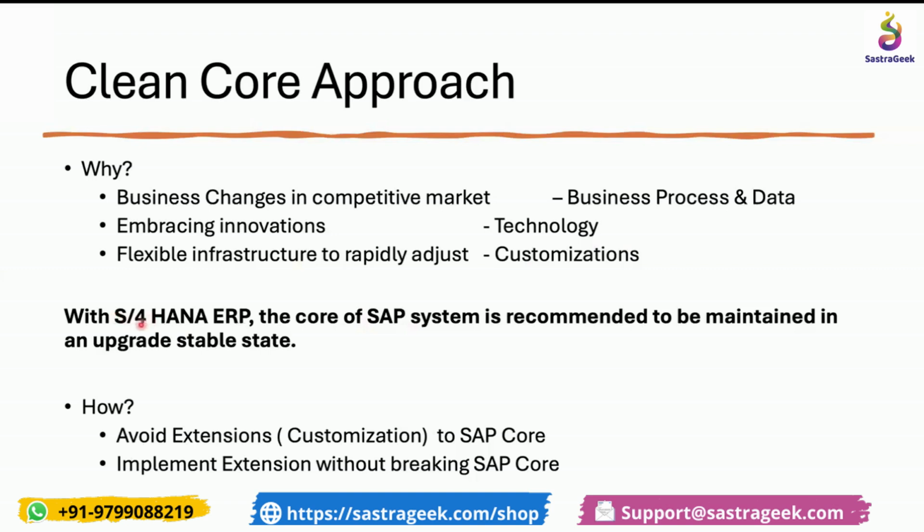Now, with the S4 HANA ERP, the core of SAP is recommended to be maintained in an upgrade stable state. So the core system for S4 HANA is supposed to be upgrade stable. Now, how is that done? One way is to avoid extensions or customizations altogether to the SAP core. This is not possible. The second way is to implement extensions without breaking the SAP core. So what is that?